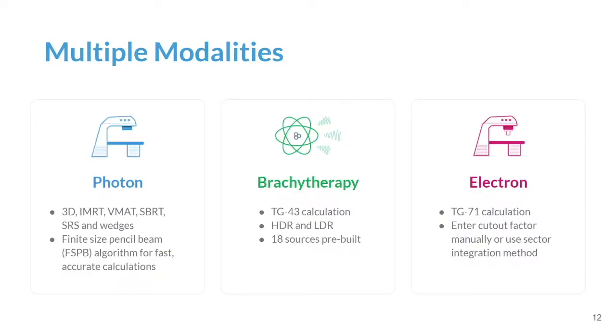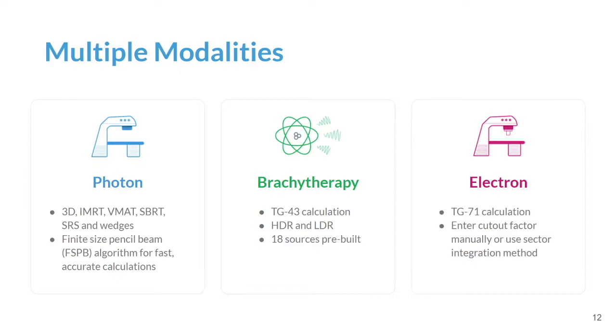ClearCalc supports multiple modalities. Everything you see that I have listed here does come stock with the software, so you don't have to purchase separate modules. So we cover photons, 3D, IMRT, VMAT, SBRT, SRS, and wedges. And we do that utilizing a finite size pencil beam algorithm. So we're able to provide you with really fast results that are still very accurate, because we've spent a lot of time making sure that this isn't just a normal FSPB, but it's our modified Radformationized FSPB algorithm.